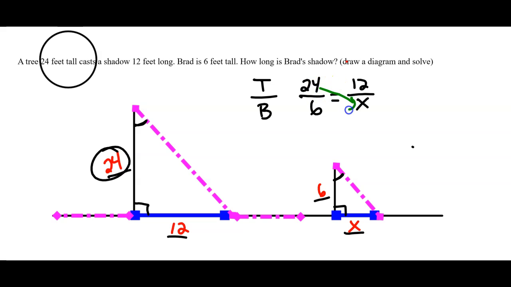So you say 24 times x, and write that down, and 12 times 6, and write that down, and then keep your equal sign there, divide both sides by 24, and you'll get 3 is equal to x. So his shadow is 3 feet long here. That's what x equals. So that's all you got to do. Set up your triangles, draw a picture. Notice how much easier that makes it, drawing a picture. I want to see that in your work, your picture's drawn there.